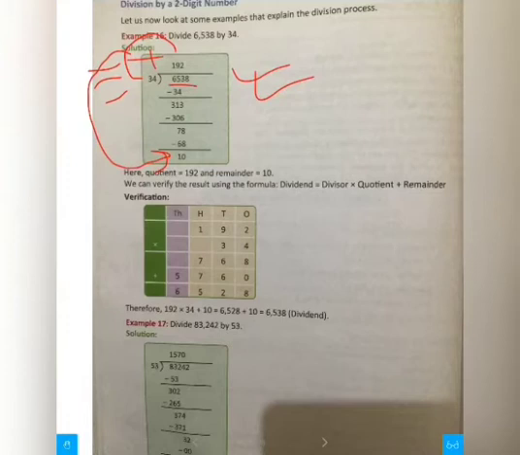So what I will do, I will just simply multiply quotient with divisor, and then whatever we got, we will add the remainder to this. So we will get the dividend itself, like 6538. So this is the verification that we have done. Now let's come to the next page.